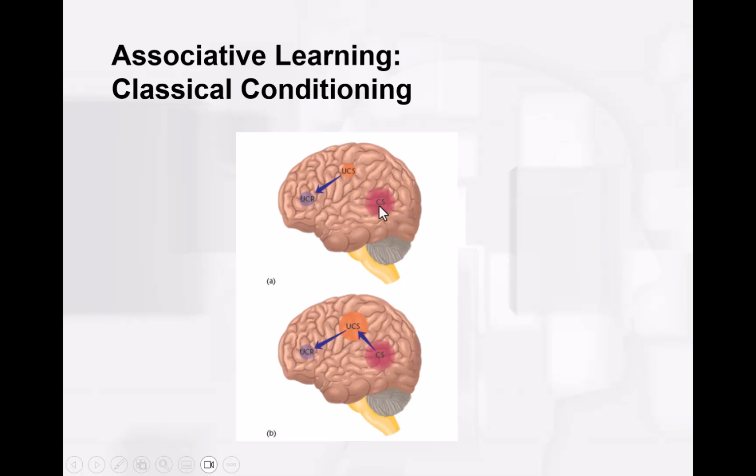And there was perhaps a weak connection here, and over time, with those pairings, this weak connection became stronger. Classical conditioning is a type of associative learning, where you're learning to associate two different stimuli. And so that's why it's called associative learning.